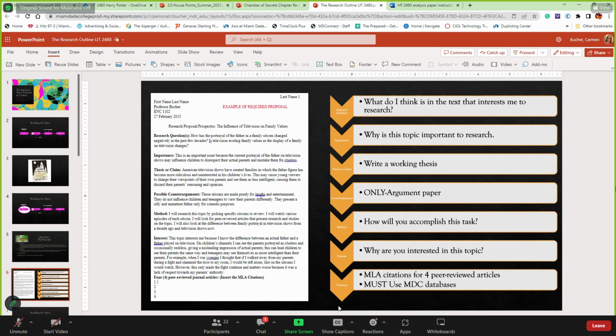So the first part is the research question. Notice it's only 1 page long. You notice that the margins are very, very thin. You can do 1/2-inch margins. I keep it as a 1 page, and you can actually do it in single space.